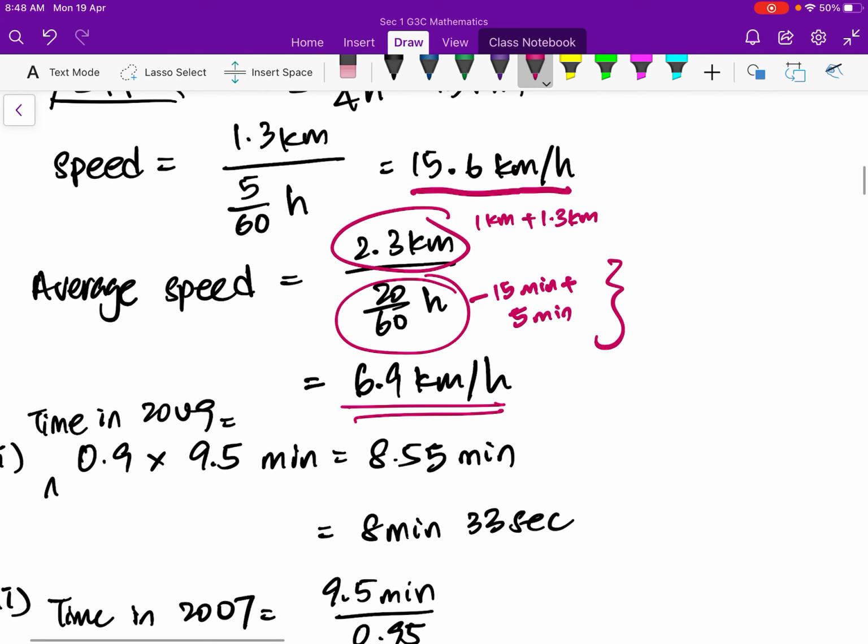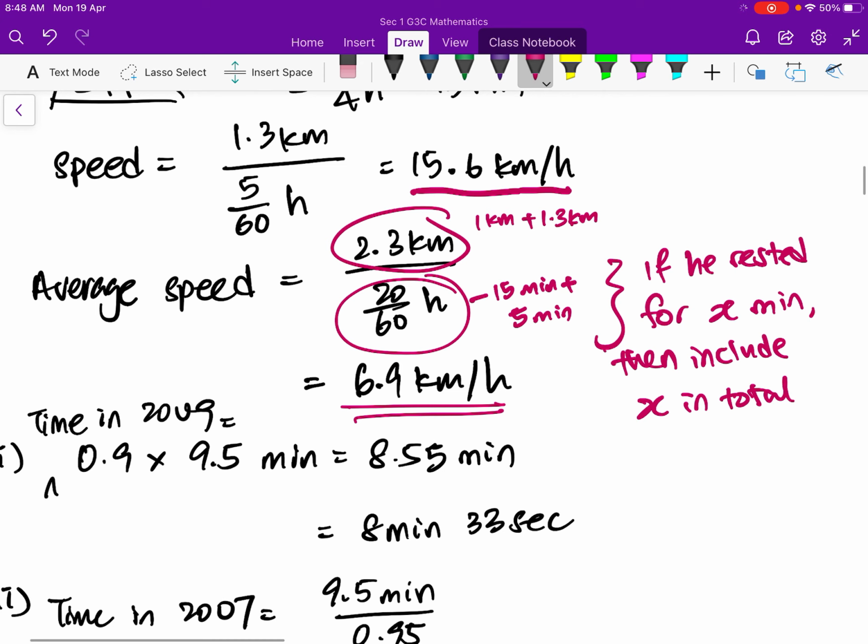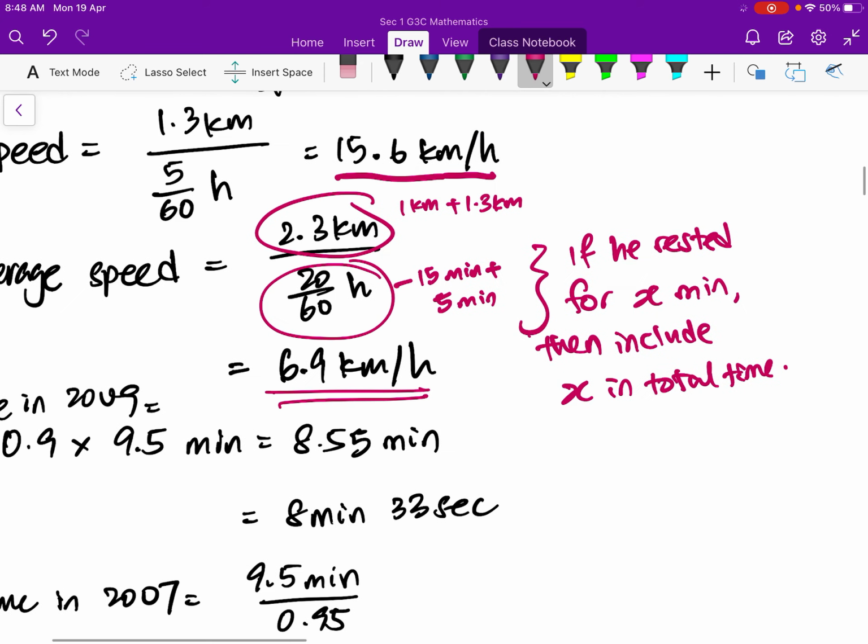just put down notes. If he rested for X minutes, then include X in total time. In this question, they did not tell you he rested, because that's the other thing we want to check, whether you learned or not. Average speed will take into account the time that he is not moving. So if he rested for X minutes, we must add in the X minutes for the total time taken.